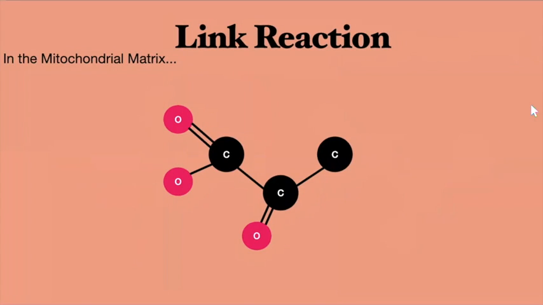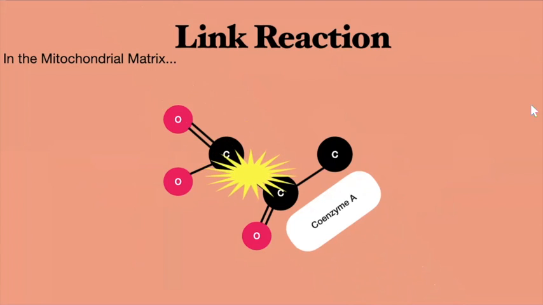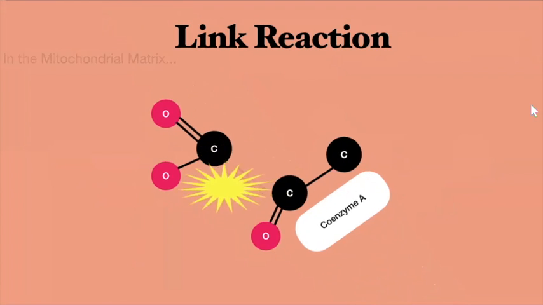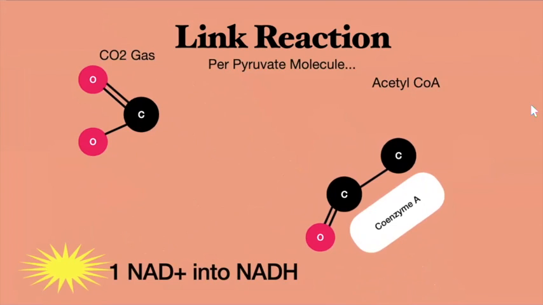In the mitochondrial matrix, the pyruvate molecule, this is the pyruvate molecule, and the coenzyme A attaches to 2 of the carbons in this molecule and pulls them away from that 3rd carbon right there, which produces 1 molecule of CO2 gas and 1 molecule of acetyl-CoA. And the potential energy in that chemical bond that just broke reduced 1 NAD plus molecule into NADH, and that is per pyruvate molecule.